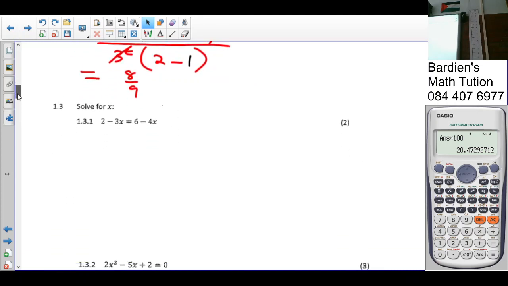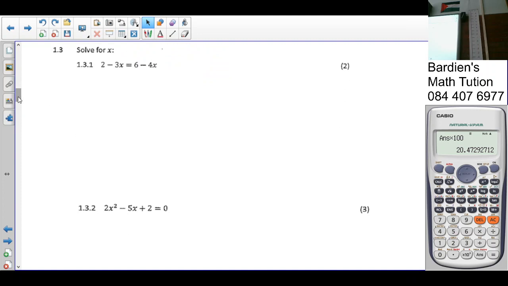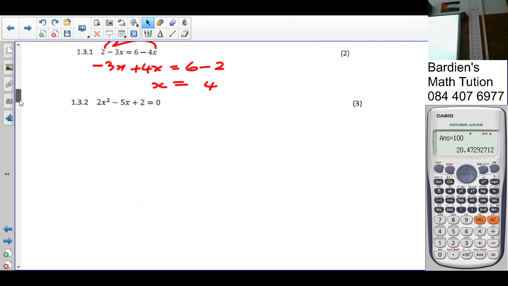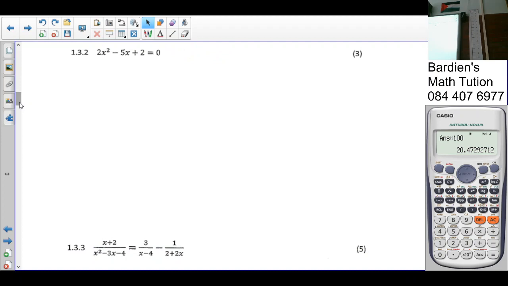Let's look at question 1.3. In question 1.3, we are told to solve for x. So this is a fairly simple, straightforward one. x is one side, numbers are the other side. So you get negative 3x plus 4x equals 6 minus 2. 6 minus 2 is 4. x is equal to 4. You all okay with that? Right. Next, we apply the zero factor rule here. So you must factorize the trinomial.